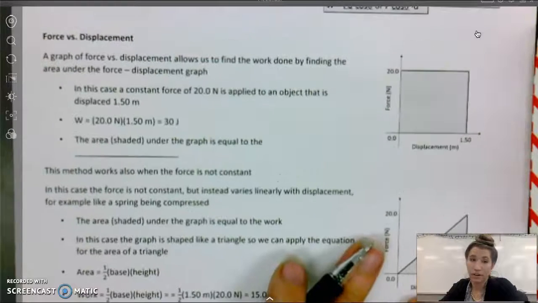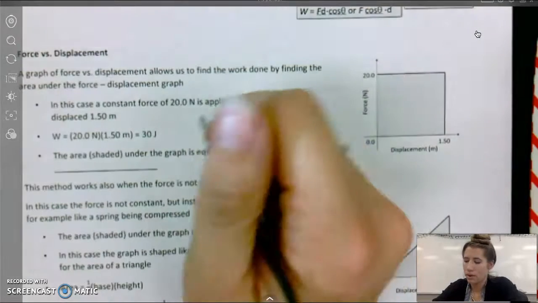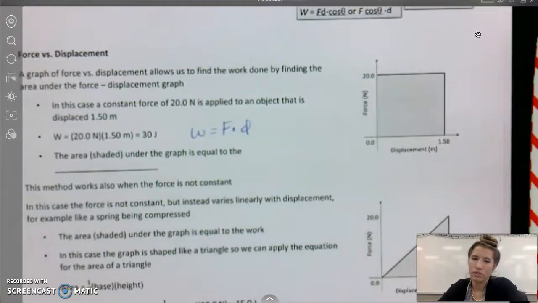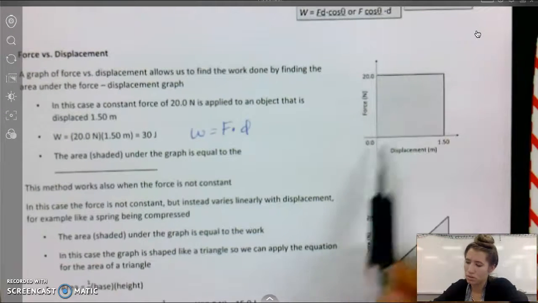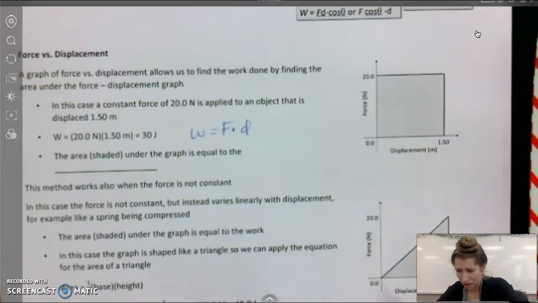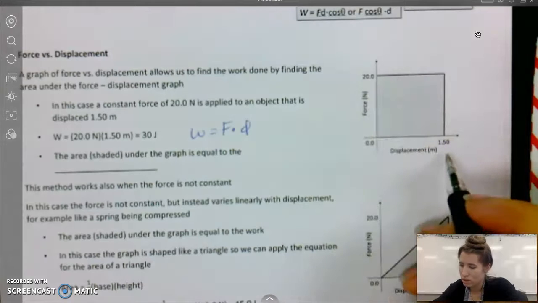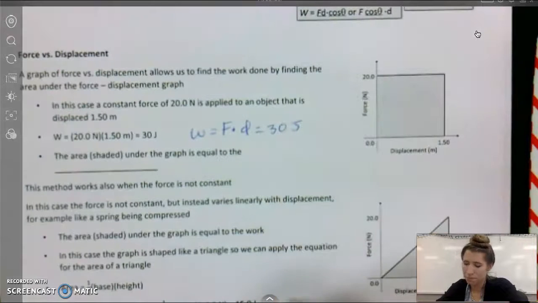Now there's another way that we can calculate work, and that's with a force versus displacement graph. So we have this equation. We know that work is force being applied over some displacement. I'm applying that force over that entire displacement. But this is a constant force, okay? And so that's what's seen in this graph. We see a constant 20 newton force being applied over a displacement of 1.5 meters. Now, when I take force, I multiply it by distance. So I take the force, 20 newtons, and I multiply it by the 1.5 displacement, I get 30 joules.